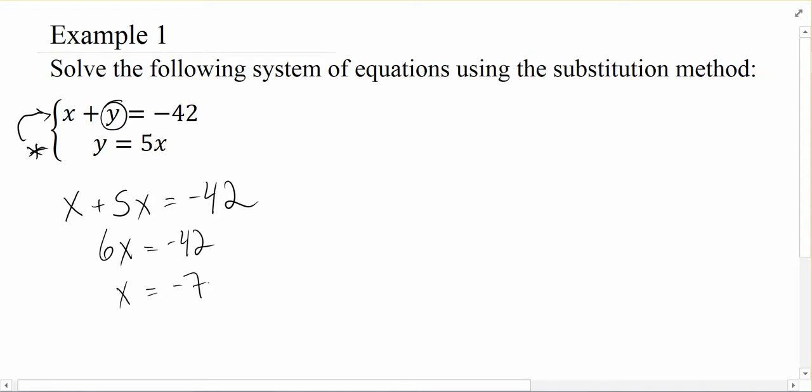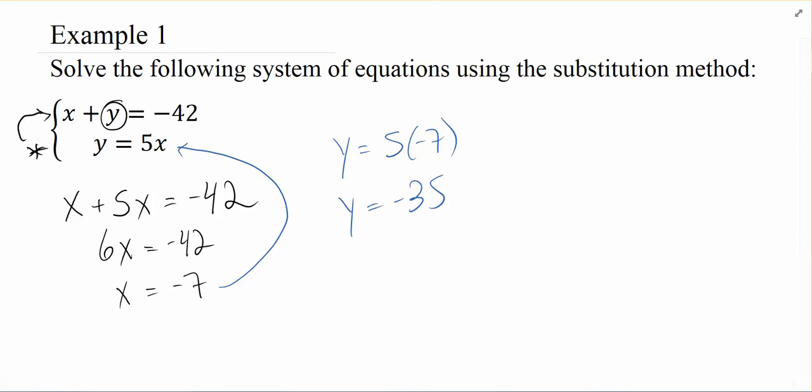And if we know that the x value is negative 7, then we could actually plug that back into one of the equations and find the y value. So if I replace the x with negative 7, I find that the y value must be 35, and that gives me an ordered pair.